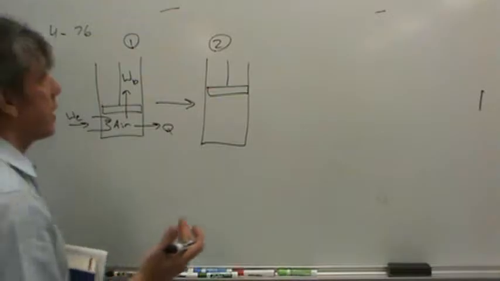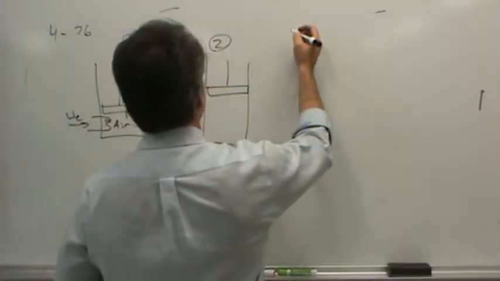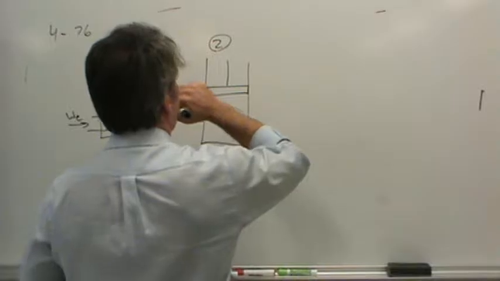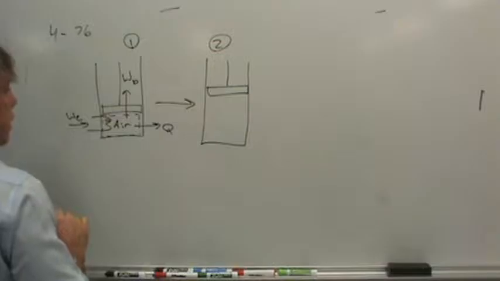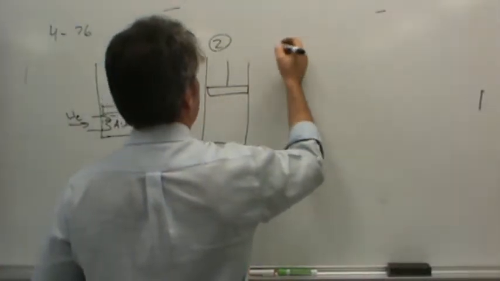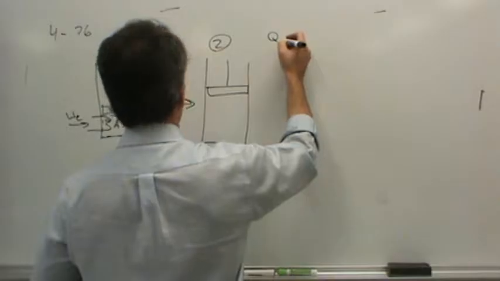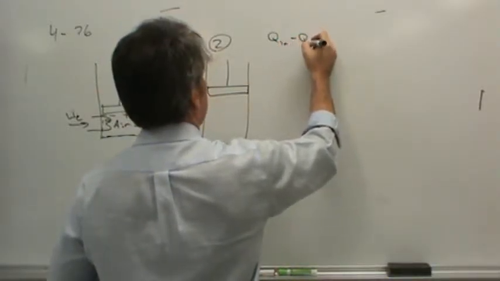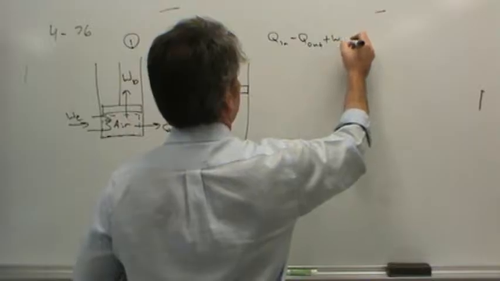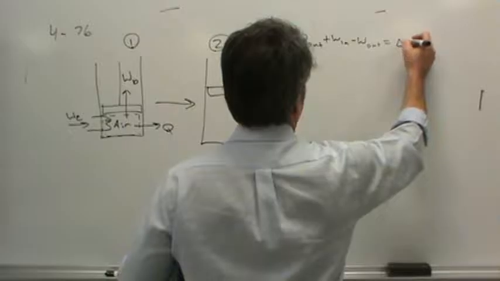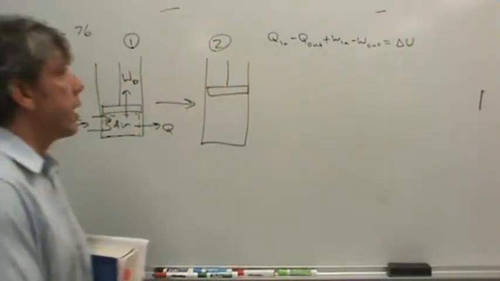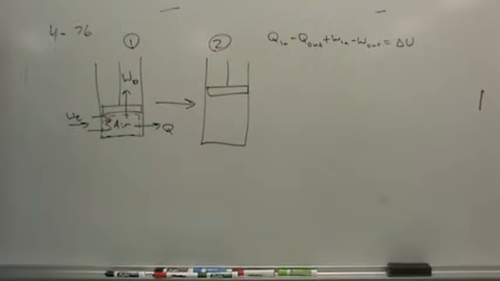So basically all I've said is an energy balance. Well, let's write the whole thing out. I'm going to take the system to be the air, and we know that the heat flow in less heat flow out plus work flow in less work flow out equals, in this case, the change in the internal energy of the air, right? That's all that we really have going on here. There's no increase in potential energy or anything like this because this is a closed system.